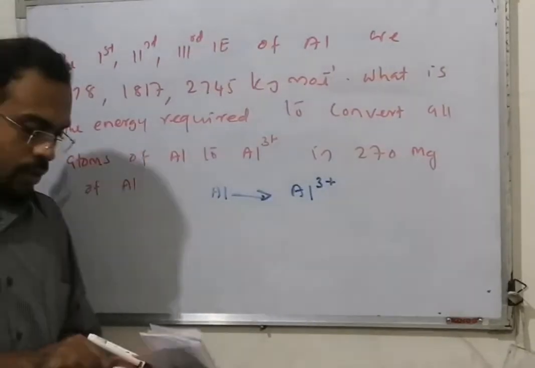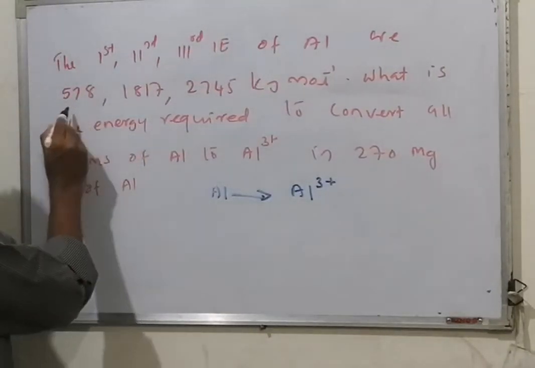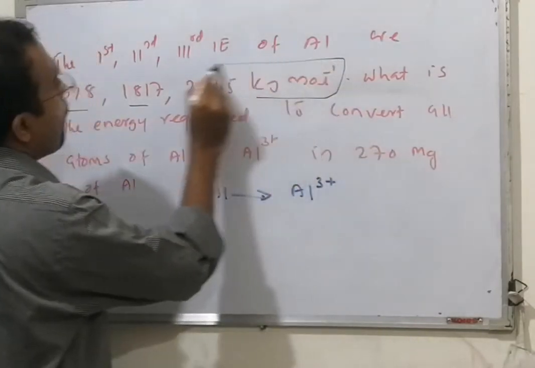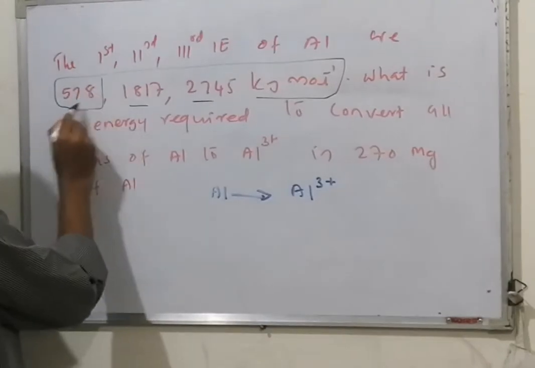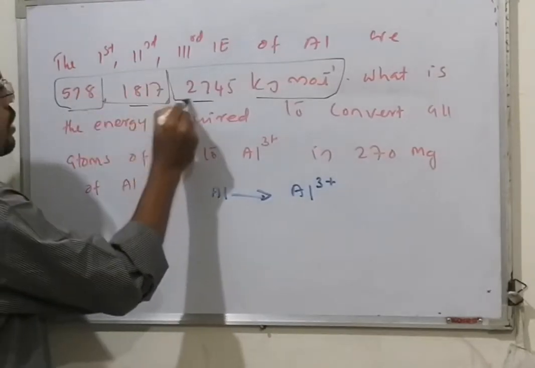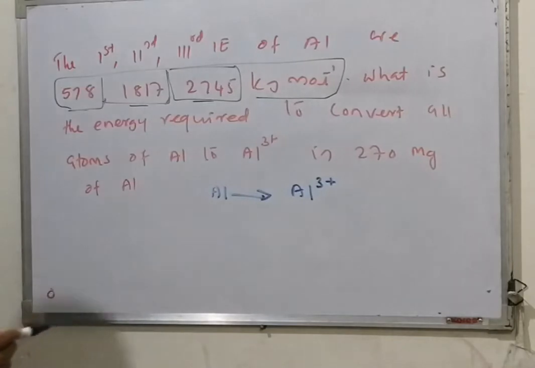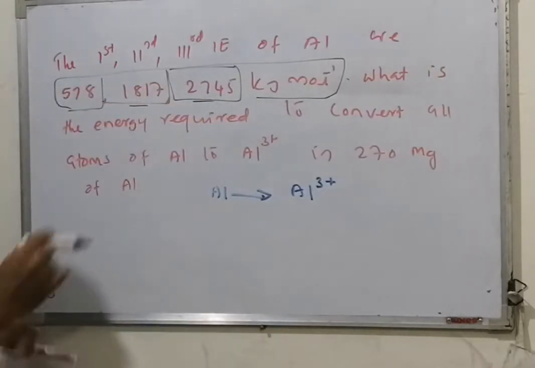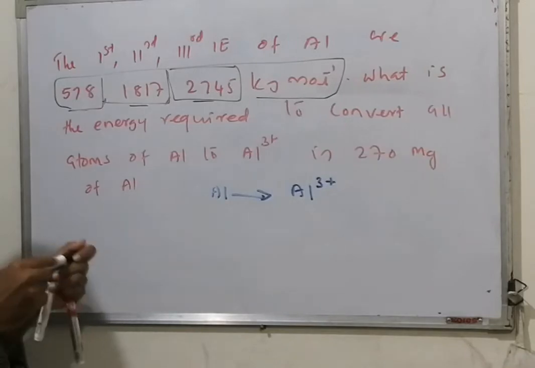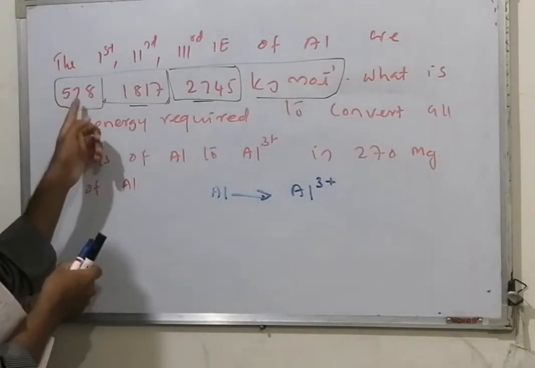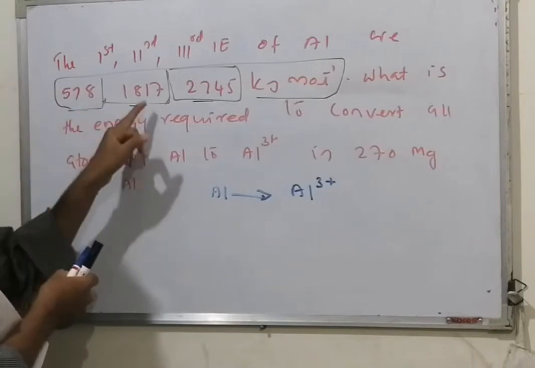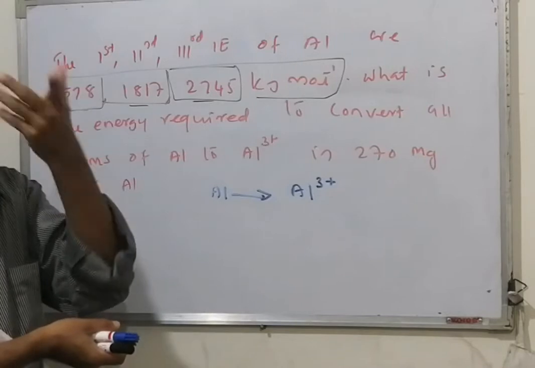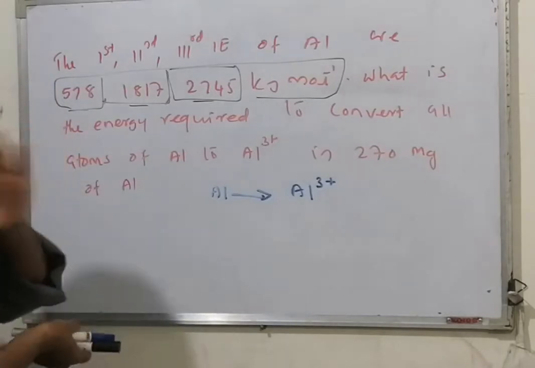Listen my students, you are given first, second, third ionization energy in kilojoule per mole. This is the value of first ionization energy, this is second, this is third. Have you noticed third is greater than second, greater than first? But it is not far greater, it is just double or so. Therefore, there is no noble gas configuration. Okay, be very careful about that.